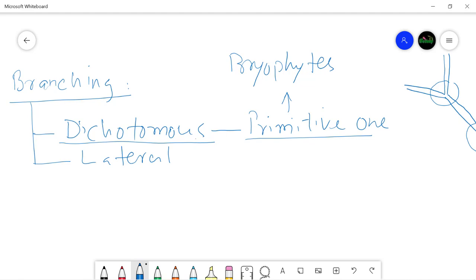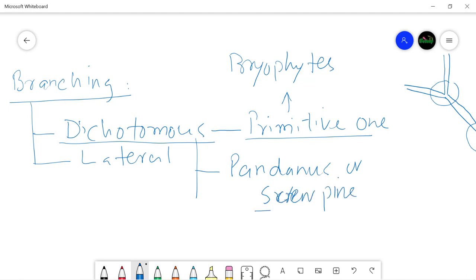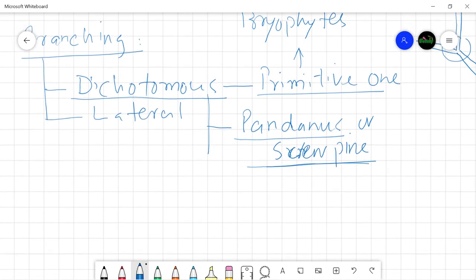In higher plants, especially in angiosperms, it is supposed to be present in pandanus, also known as screw pine, a common ornamental plant. It's a small sized tree, and mostly it is grown in pots as an ornamental plant, so it doesn't grow very tall, a tropical plant. So pandanus or screw pine bears dichotomous branching.